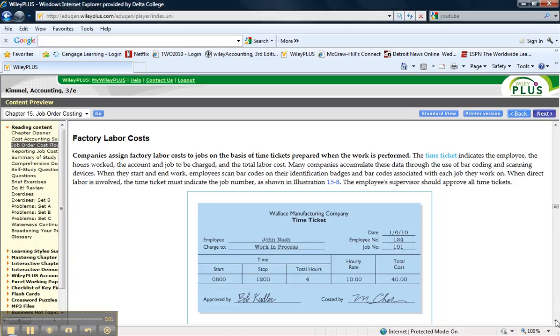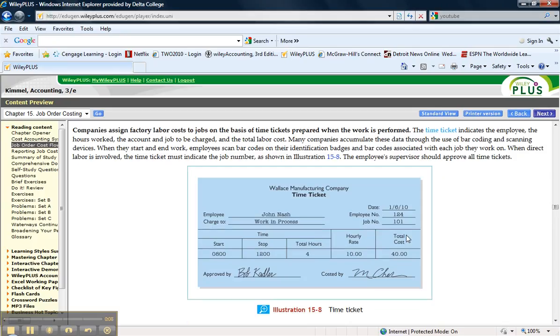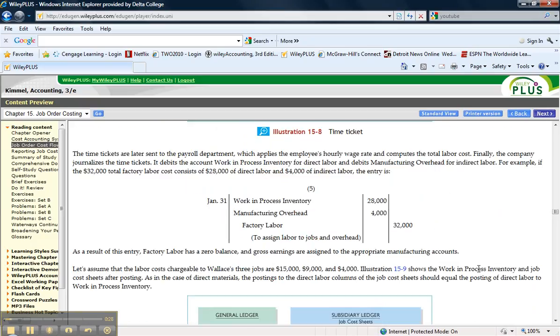Factory labor costs work basically the same way as material costs do. In this case, we assign those costs to work in process through the use of a time ticket. So this is like a punch card, basically. If people are working, they fill out these punch cards, these time cards, and it tells the employer how many hours they worked, and each person has a pay rate. So we have a total labor cost for each person for each day. And those labor costs will get moved into work in process in the same fashion that materials did.